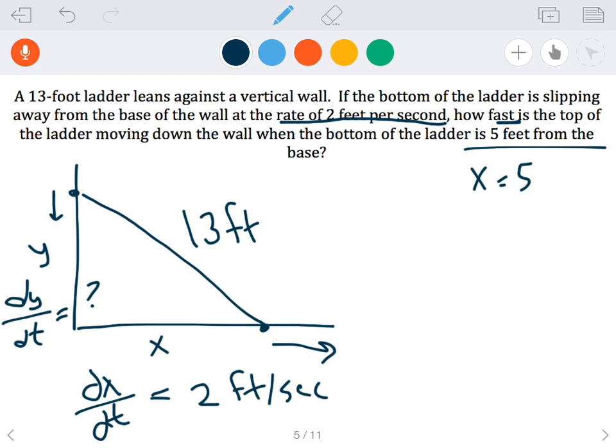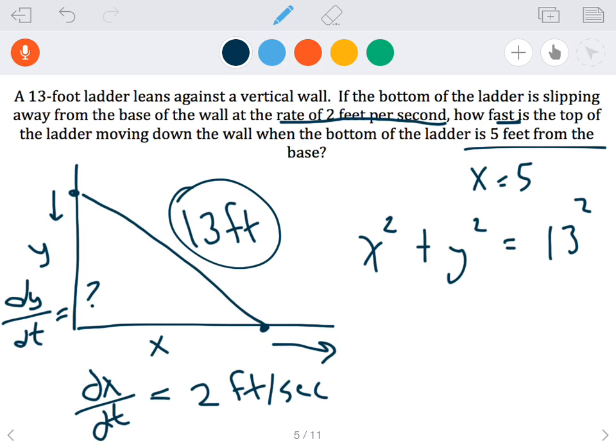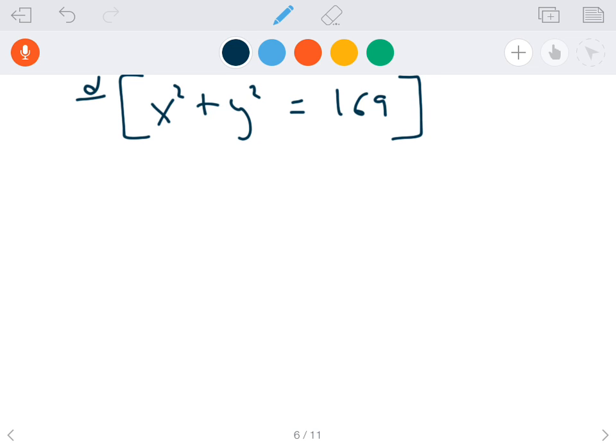Now I need a geometric formula that will relate all these variables together. I'm looking at the sides of a triangle. I'm thinking that's the Pythagorean theorem. x squared plus y squared equals hypotenuse squared. Here's my hypotenuse. It's a constant. It doesn't change. That means it doesn't need to be a variable. So I can go ahead and say that that's 13 squared. So I have x squared plus y squared equals 13 squared, which is 169. I have my equation. Now let's take the derivative with respect to time.